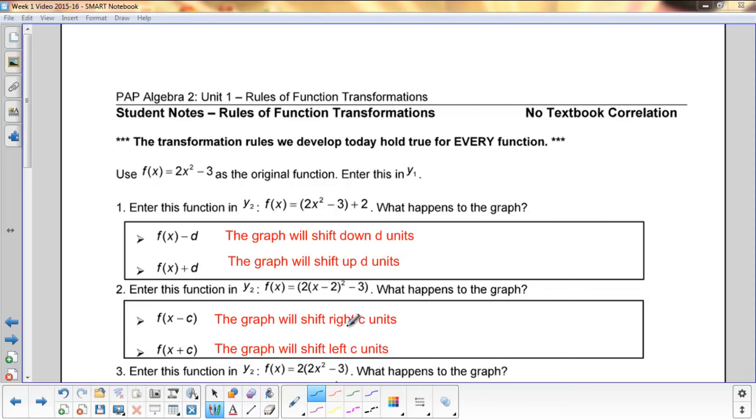All right. So now that you've had some time undoubtedly to copy this down, if you have a transformation of minus d units on the outside of a parent function, it's going to shift it down. Plus d, up. Next thing we're going to do is explore what happens when it's on the inside. x minus c, x plus c. So it'll shift it to the right if it's a minus, to the left if it's a plus.